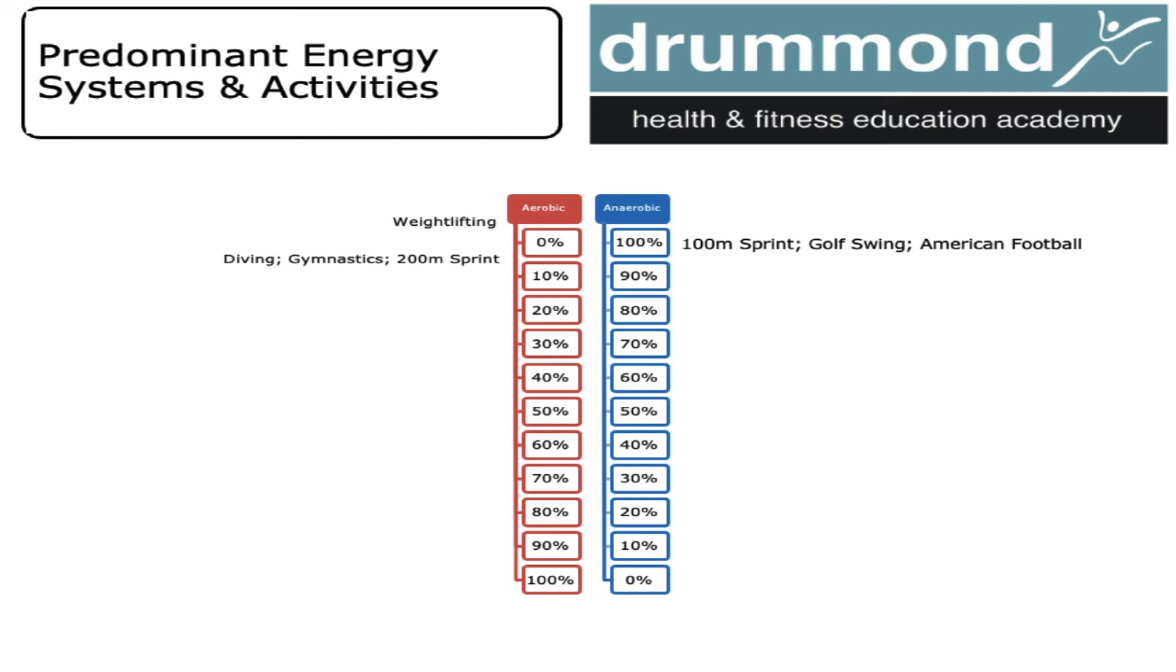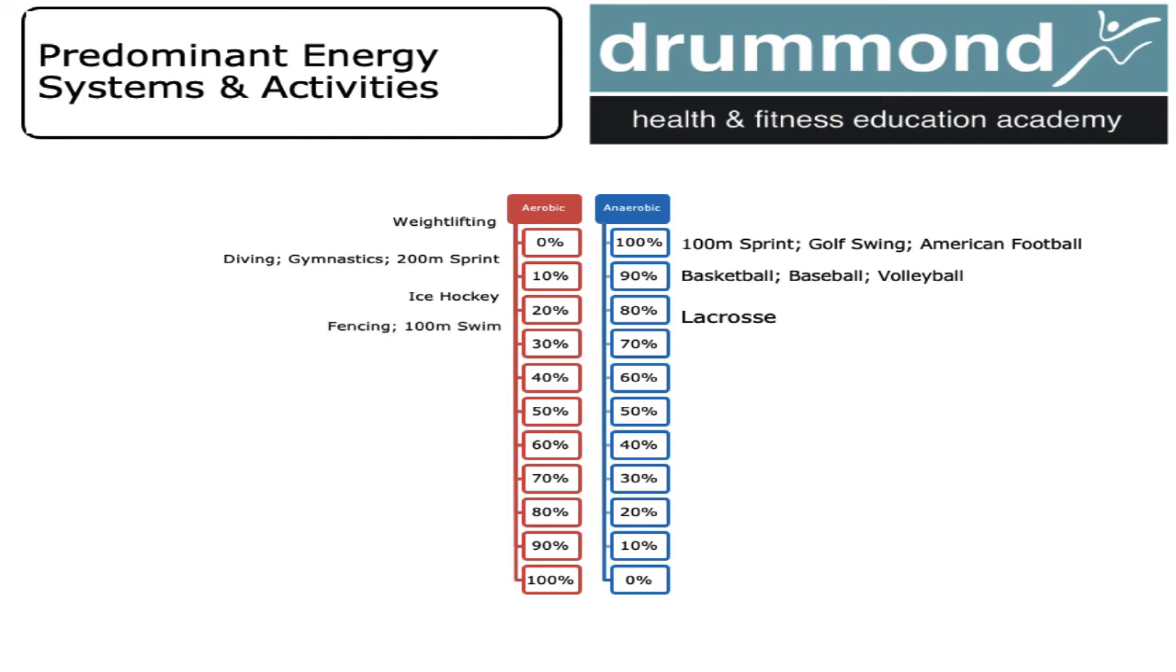Diving, gymnastics, and 200-meter sprints start to come down to be around about 90% anaerobic and maybe 10% aerobic. Similar to this is basketball, baseball, and volleyball. So things like ice hockey and lacrosse are going to be predominantly anaerobic, but still use a degree of aerobic systems as well.